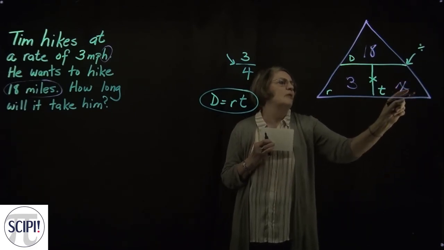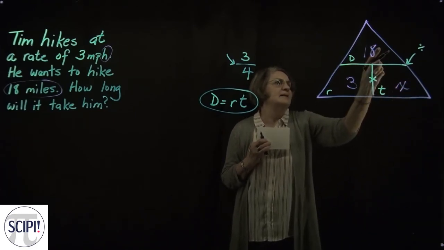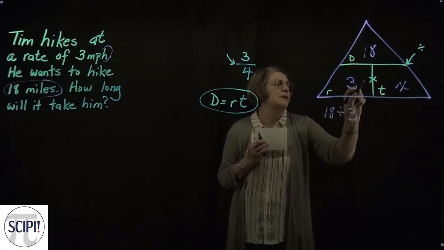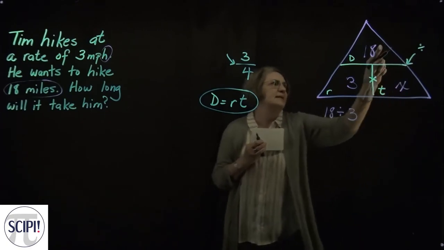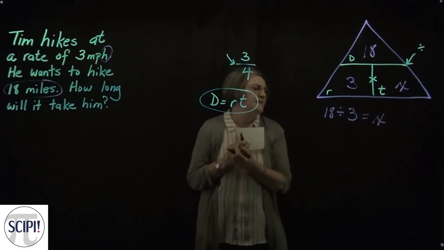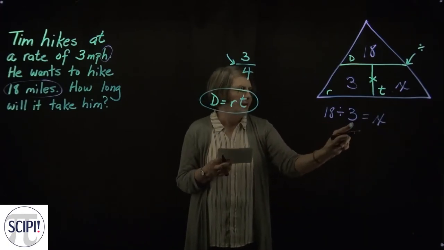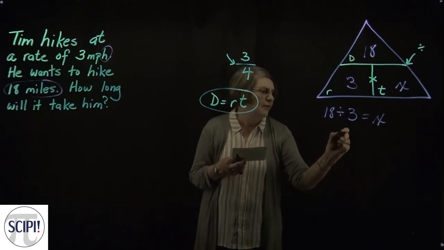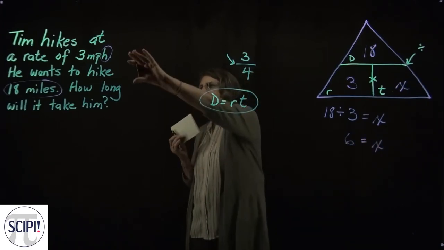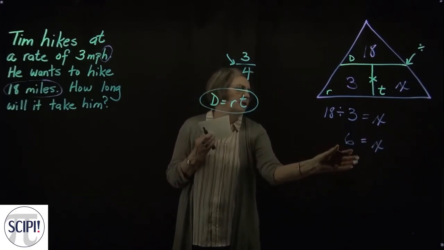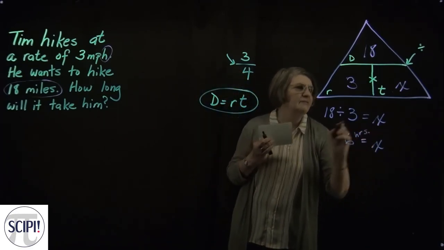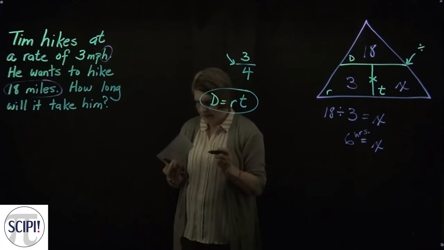How am I going to solve for x? I have 18 divided by 3. Notice how I got it. 18 divided by 3 is going to give me x. So what is 18 divided by 3? Correct, it's 6. 6 what? When we have a word problem, we have to have a word in our answer. That's right, it's 6 hours. Very good. Let's try another one.